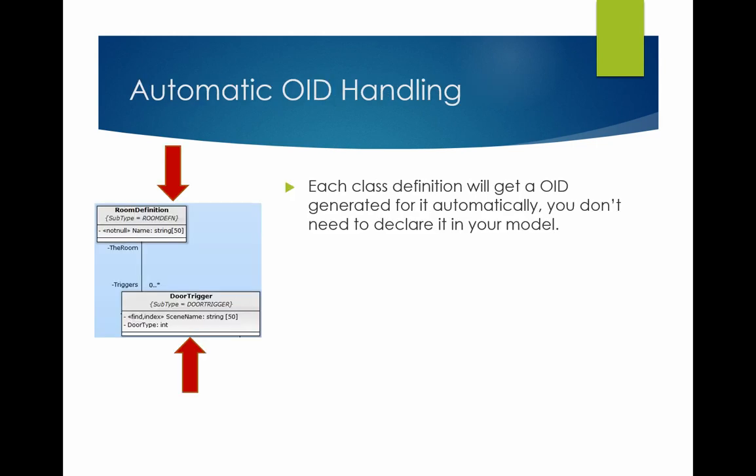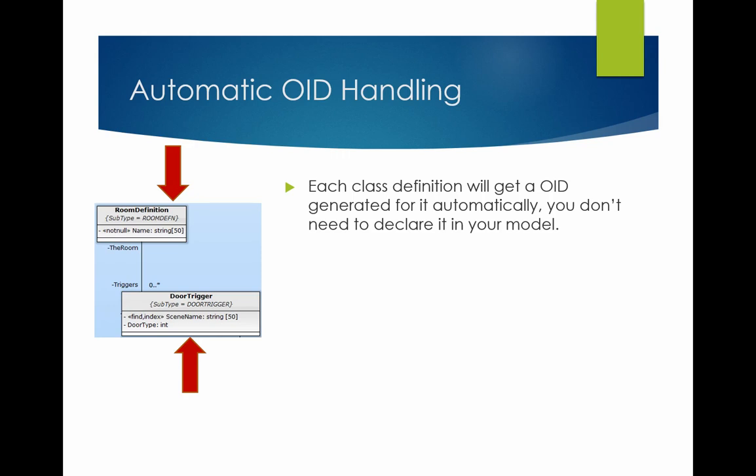What I mean by automatic OID handling is, in this example here, you have a room definition and a door trigger, and so you don't need to define an OID inside of this class definition. You just define the attributes that you want. That's one thing I was trying to remember to mention earlier, is that it's a partial library. You're only defining the attributes. There's a way of defining the behavior inside your code, and I'll talk about that later.